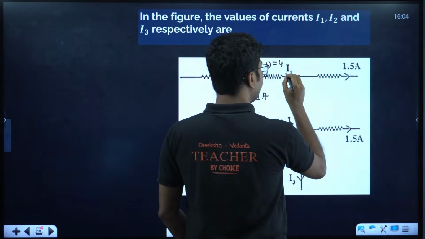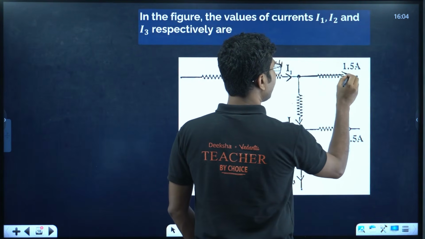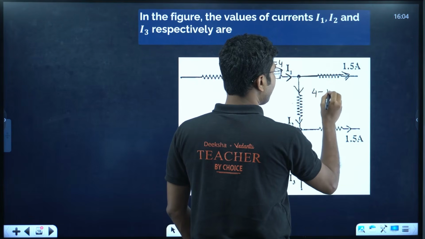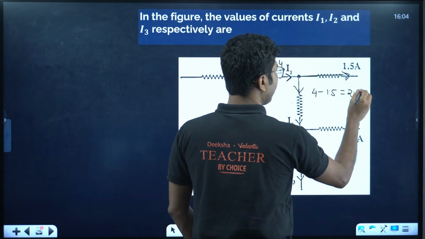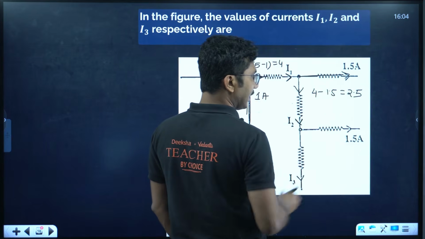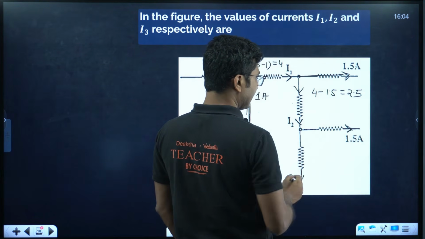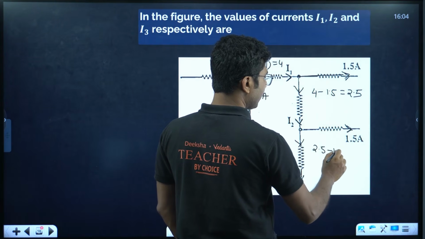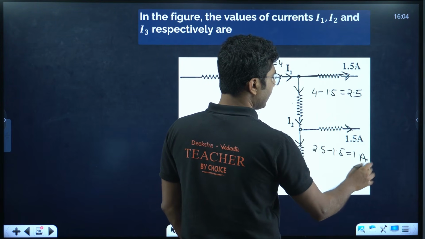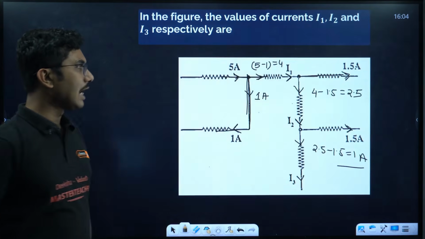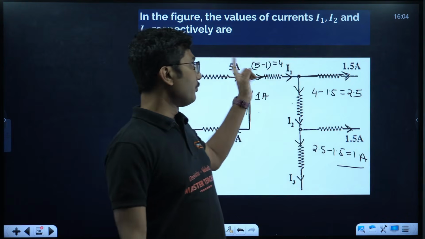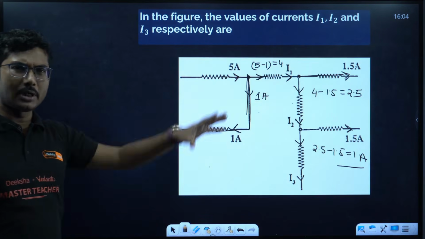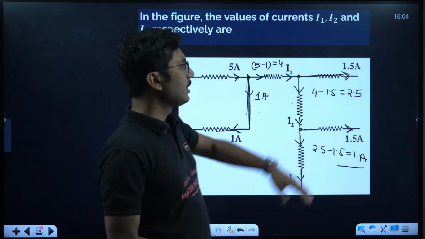Now 4 ampere going in, 1.5 ampere going out. That means the remaining current in this direction will be 4 minus 1.5, that is 2.5. Now 2.5 ampere going in, 1.5 ampere going out in this direction. That means here the current will be 2.5 minus 1.5, that is 1 ampere. So the currents I1, I2, I3 are 1 ampere, 4 ampere, 2.5 ampere and 1 ampere. That was the question. Then multiple options were given, and you need to choose the correct option.